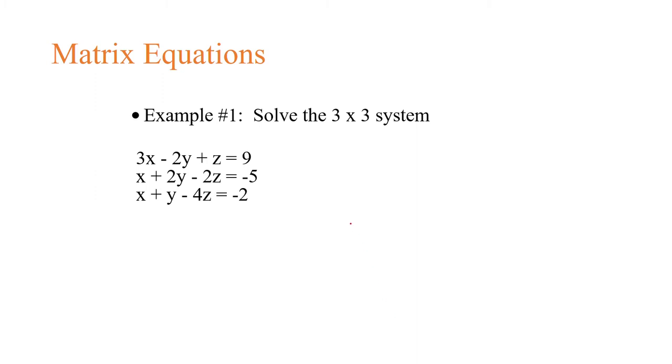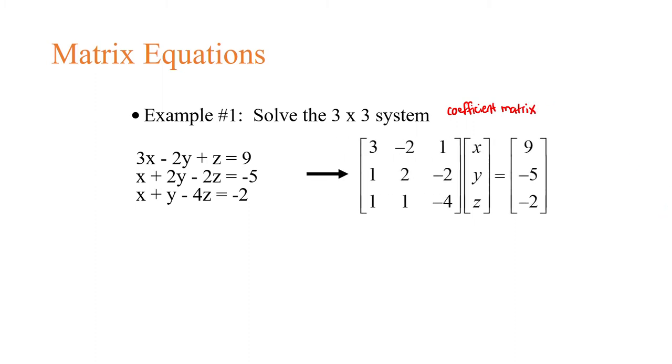Now remember, we can only do the coefficient matrix. So only write down the coefficient matrix. That coefficient matrix is 3, -2, 1, 1, 2, -2, 1, 1, -4.